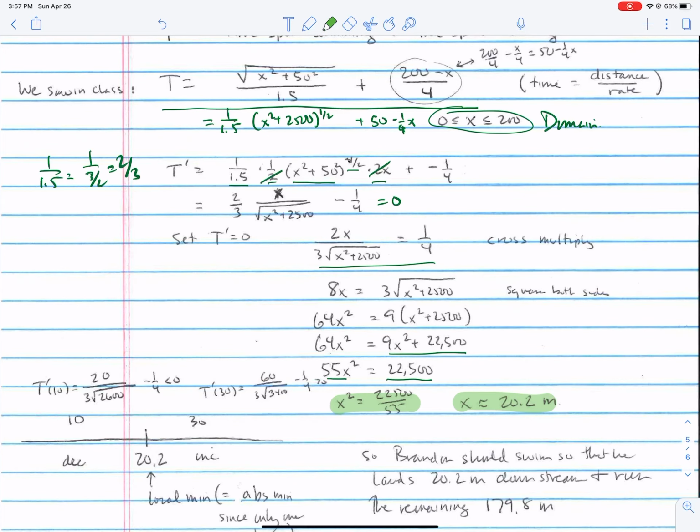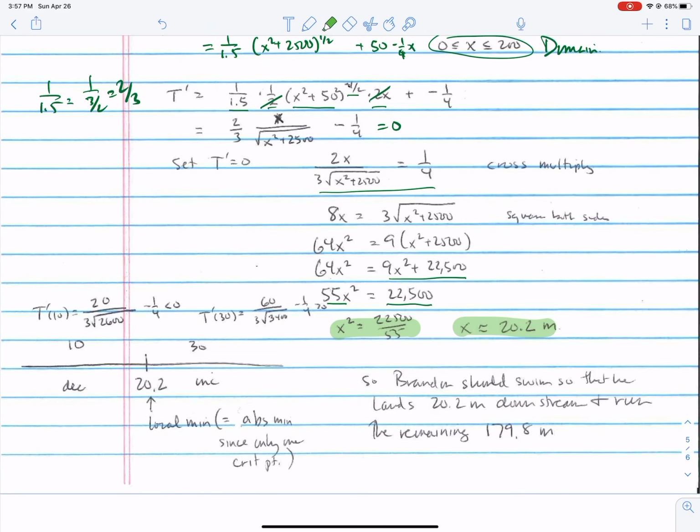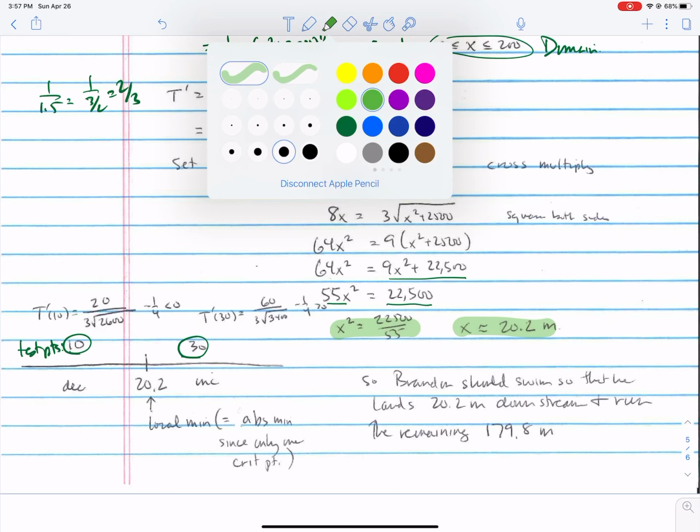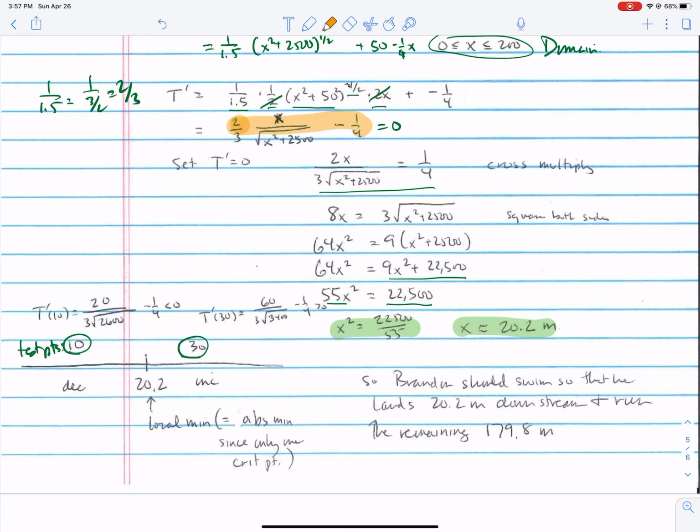And so here I'm going to use the first derivative test as a way of testing to see whether I've got a local minimum or not. So these are my test points, 10 and 30. Coming back up here to my derivative expression, I'm going to evaluate that at 10 and at 30. And so I'm going to get 20 over 3 times the square root of 2600 minus 1/4. If you evaluate that, you get a negative number. And if you put 30 in, you get 60 over 3 times the square root of 3400 minus 1/4. That turns out to be a positive number. So I'm going from decreasing to increasing, which means by the first derivative test, I've got a local minimum here.